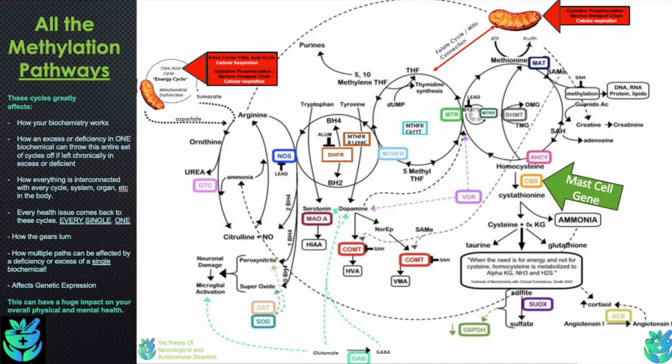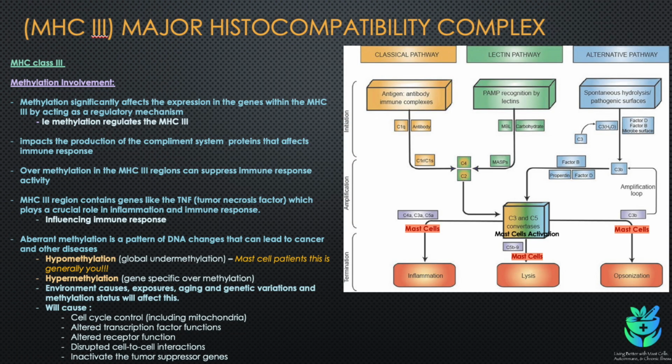You can have hypomethylation, which is undermethylation. In mast cell patients, this is generally you. You can have hypermethylation, which is gene-specific overmethylation. Some of you understand this as fast or slow genes. And some have known these aspects to be called dirty genes. Environmental causes, exposures, aging, diet, stress, poor sleep, and genetic variations in methylation will affect this.